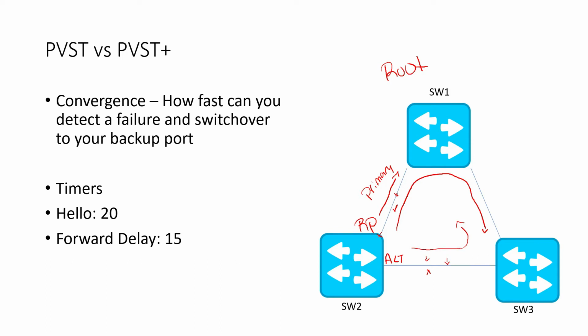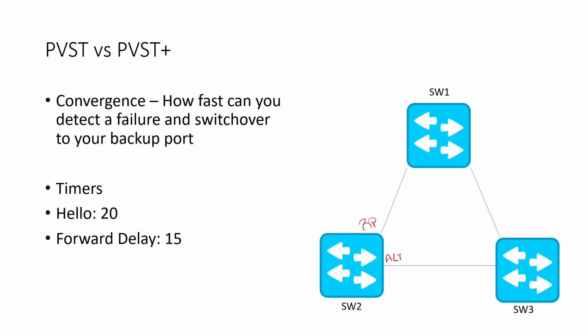How fast is switch 2 able to detect that a failure has occurred, and how fast is he able to then switch over to his backup port and start sending traffic out of that port? So here's what I mean. Okay, so we know that this is the root port on switch 2, and this is the alternate port.